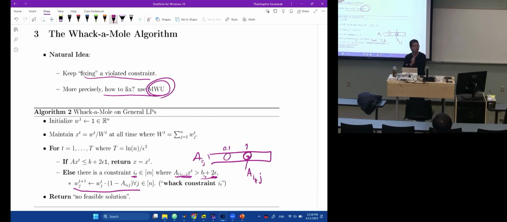Question about this step? So when you update the little w, did you also update the big W? Yeah, big W is always the sum of w at all times. And x is going to be w_t over capital W_t at all times. So you can think of it as only the weight changing, and you maintain x and the big W by using this equation.